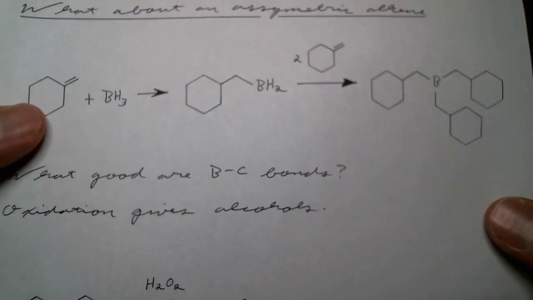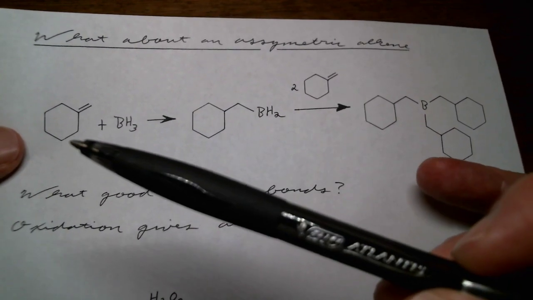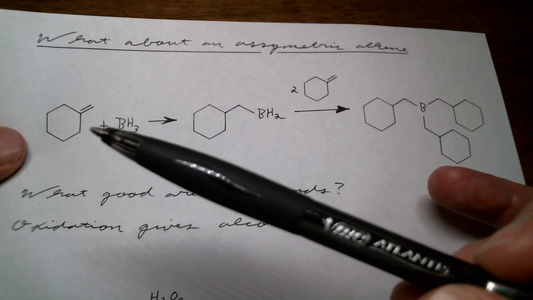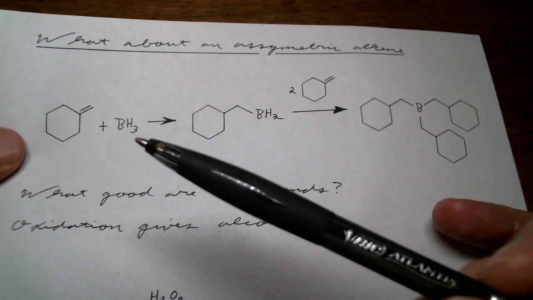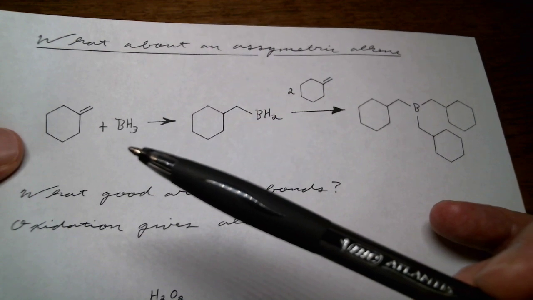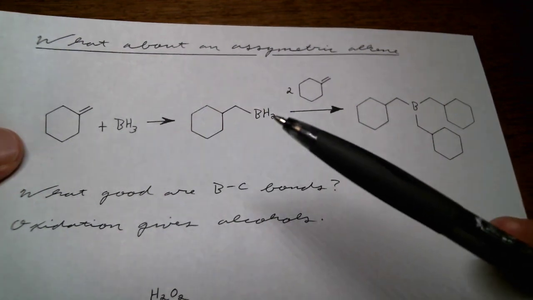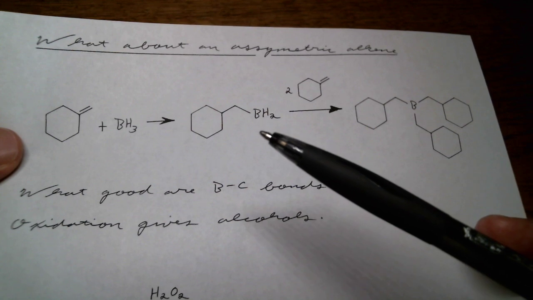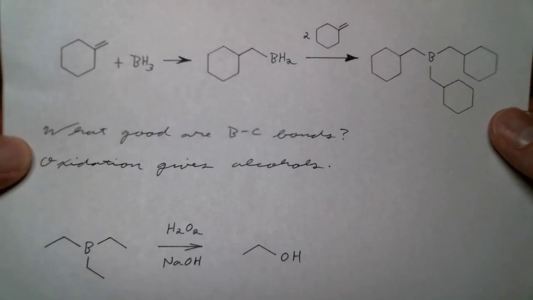So for example, how about an asymmetric alkene? Here we go. We've got this alkene which has a CH2 on one end and it's got this 6-membered ring on the other. And we do hydroboration, and lo and behold, the hydrogen goes to the more substituted carbon, and the electrophile, the boron, goes to the less substituted carbon. And we do this 2 more times. We form 3 boron-carbon bonds.